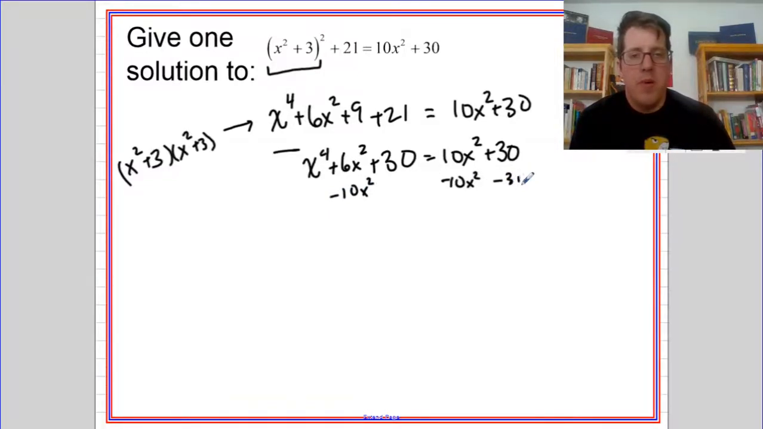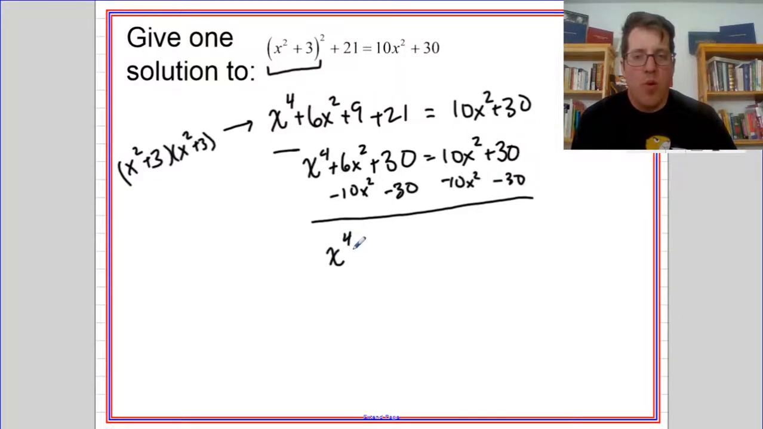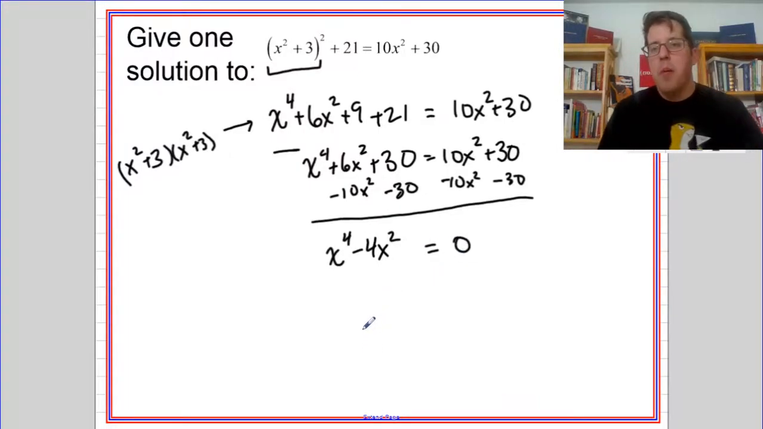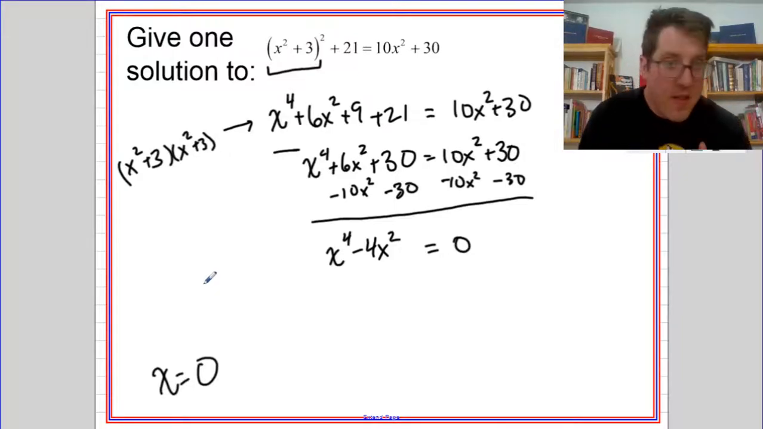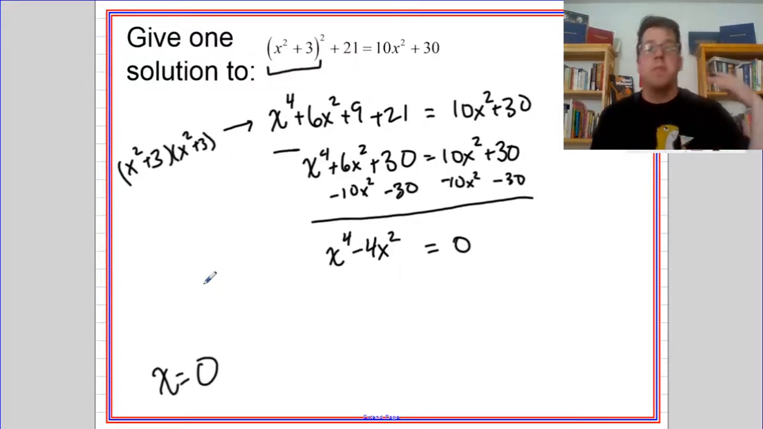Now, there's a bit of a stroke of luck on this problem, and it's that the 30s equaled each other. So I'm going to get x to the fourth minus 4x squared plus nothing equals 0. Because this question says, find me one solution, I can look at that and I can say, well, if I plugged in 0, 0 to the fourth minus 4 times 0 squared is 0. So x equals 0 is one of my solutions. And if that's all I care about, then I can type in 0 and I'm done.